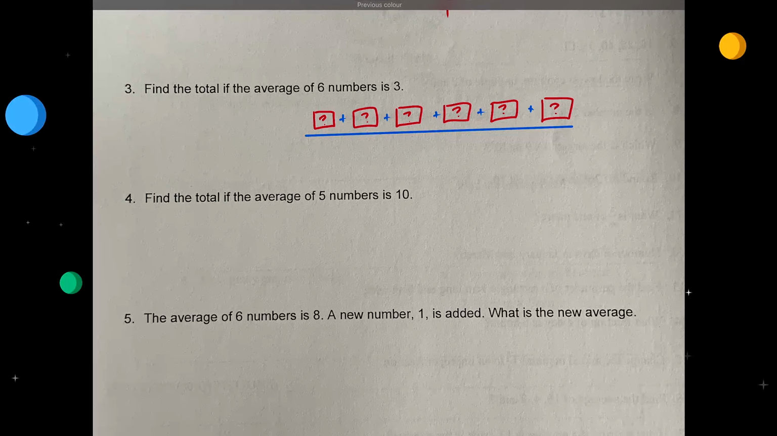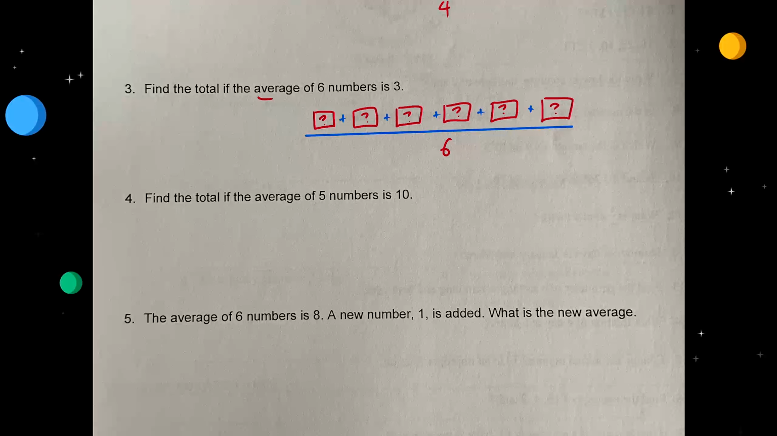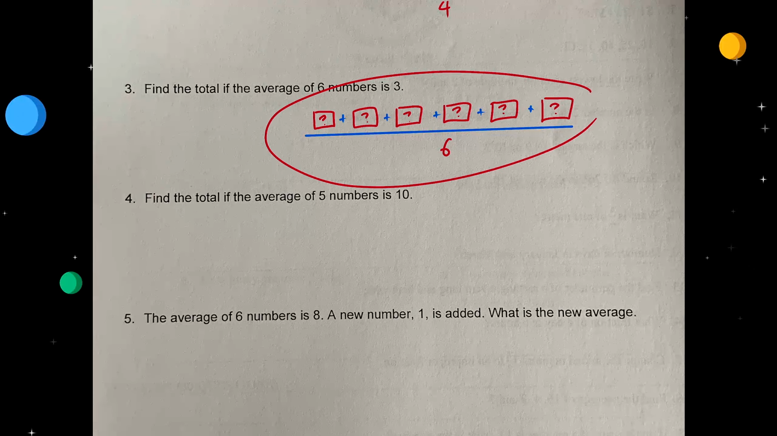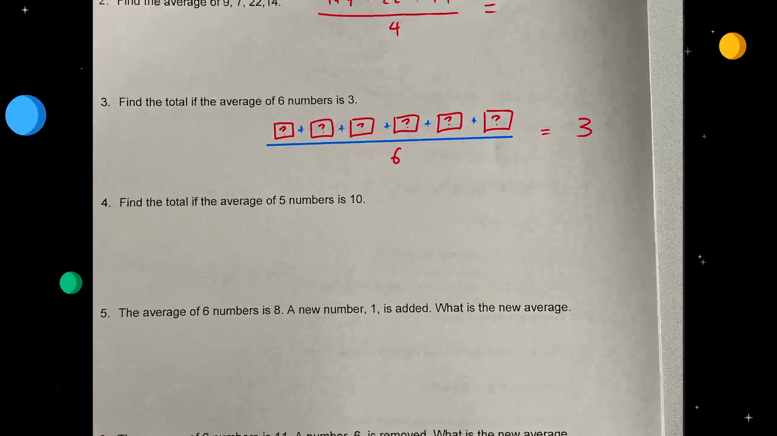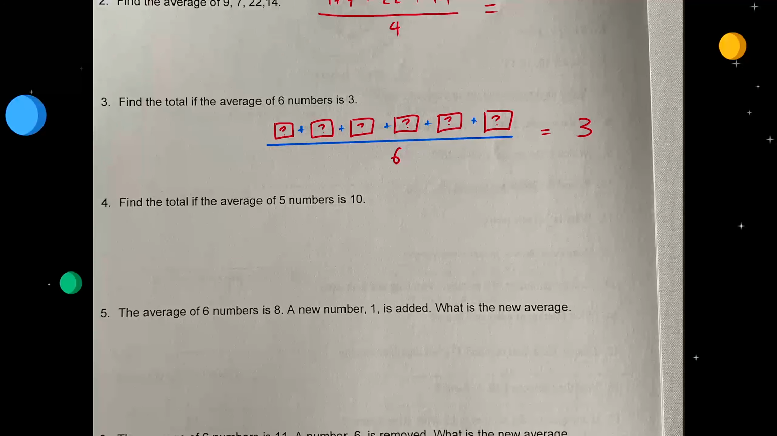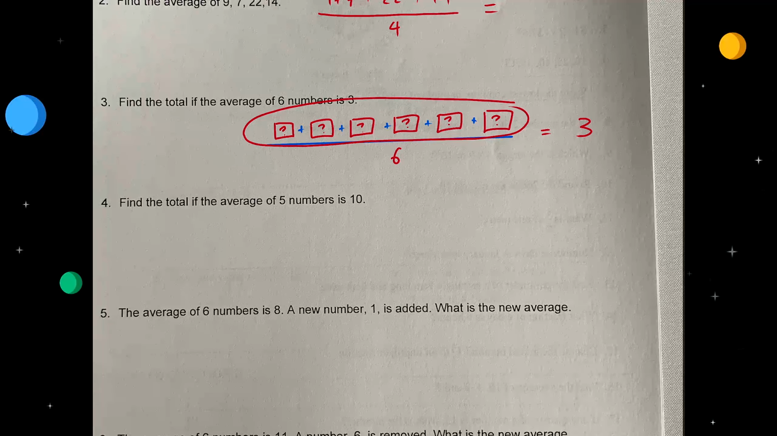Now it says a new number 1 is added. What is the new average? So imagine I add a new number. Let me just get rid of this for now. So we have the 6 numbers, and we have a new number. This is the 7th number, and it's a 1. Now it says, what's the new average? Meaning, what's the average of these 7 numbers?